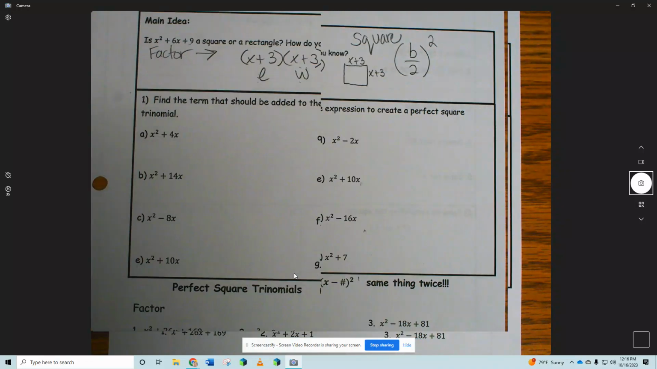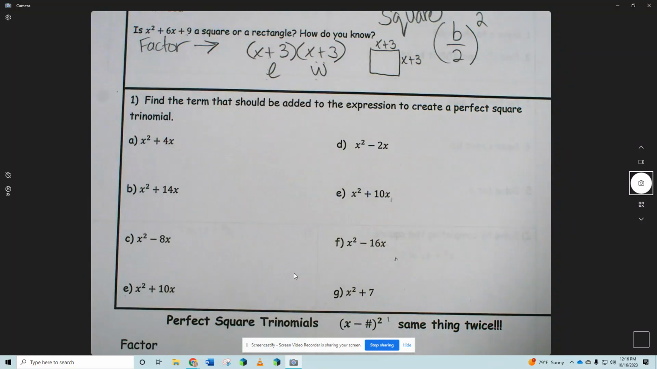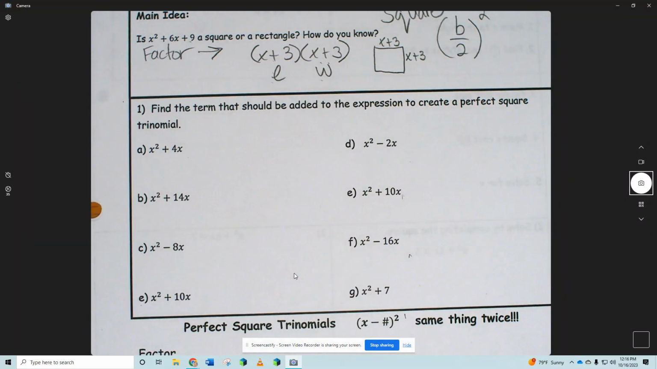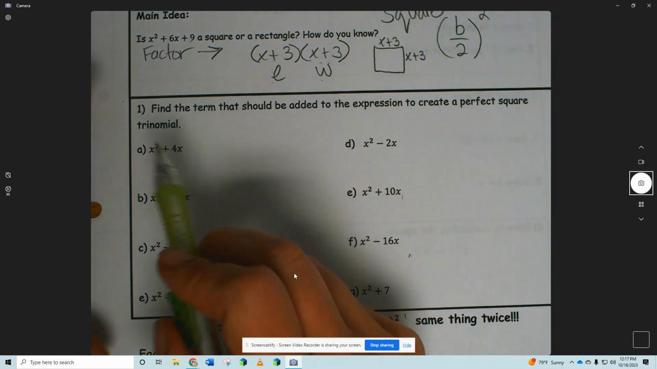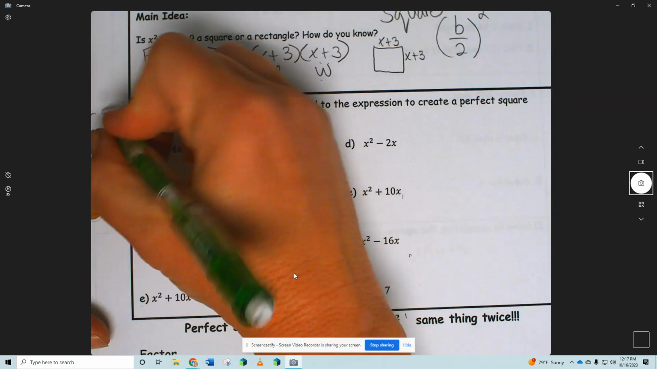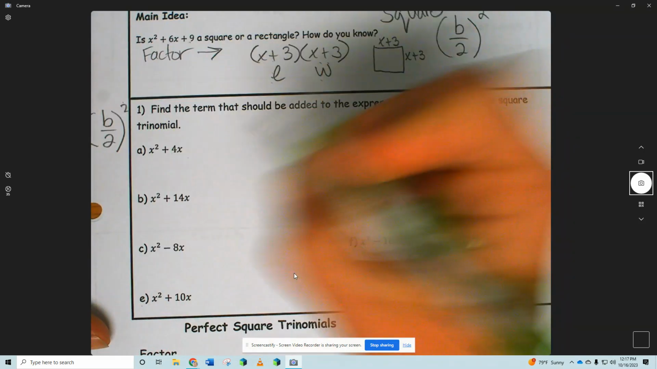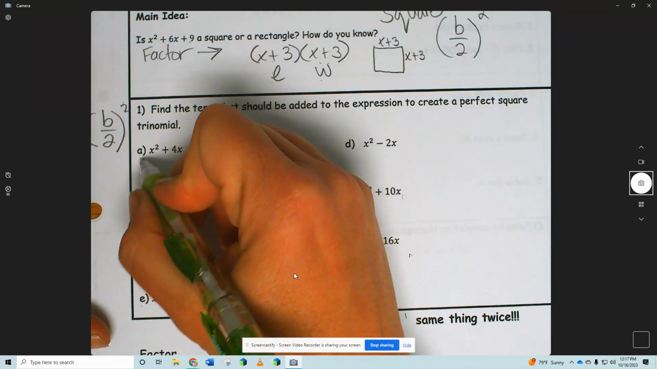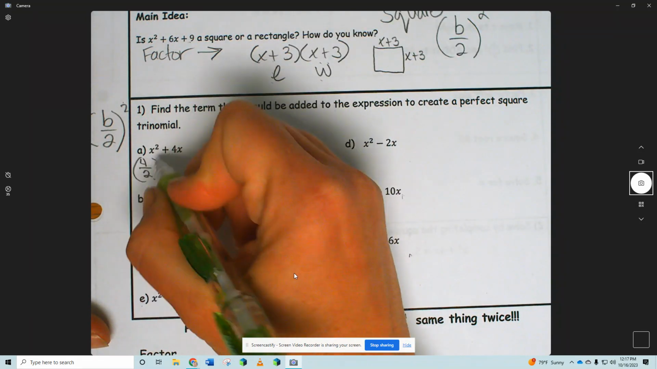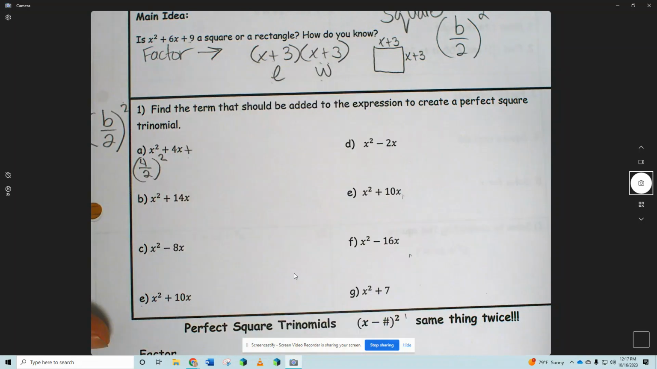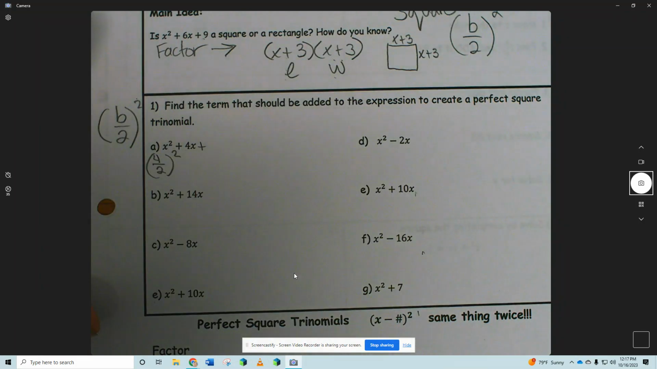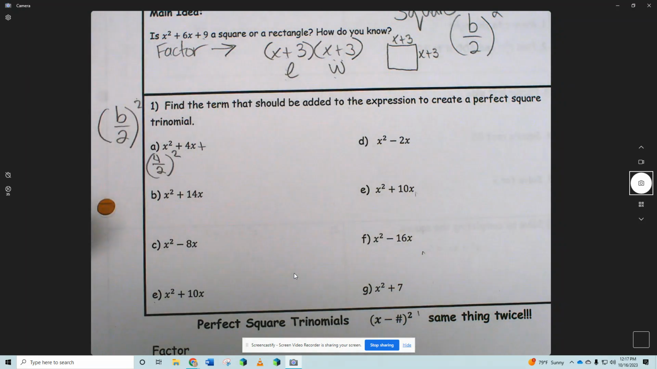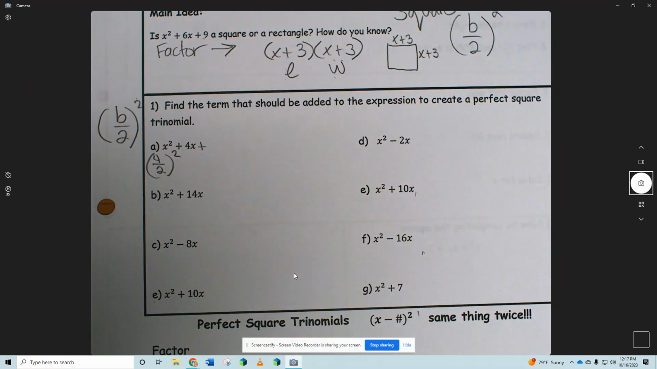Let me zoom in. Okay, this is easy. This is like Friday's homework. Find the term that should be added to the expression to create a perfect square trinomial. So I cut b in half and I square it. 4 divided by 2 squared. Anyways, what's that number that gets added? Whoa, this is taking way too long. 4.